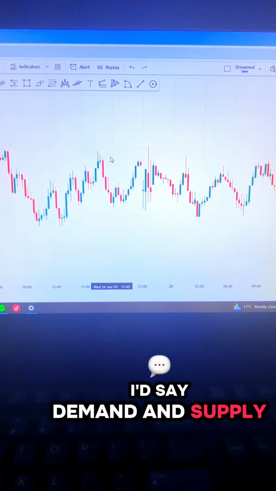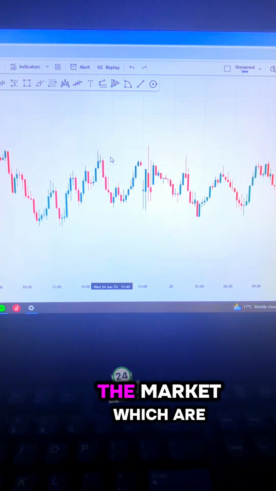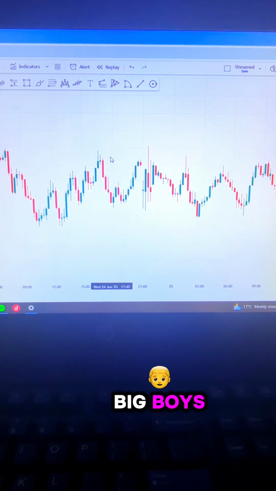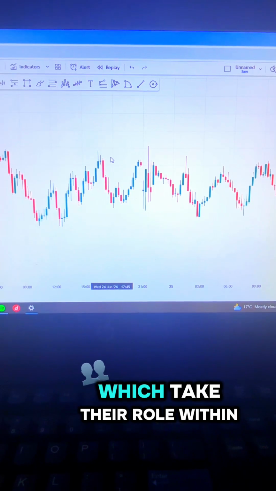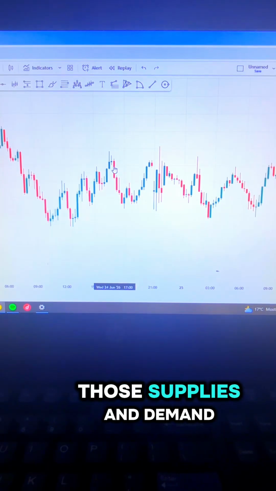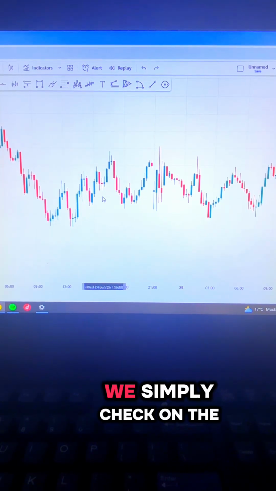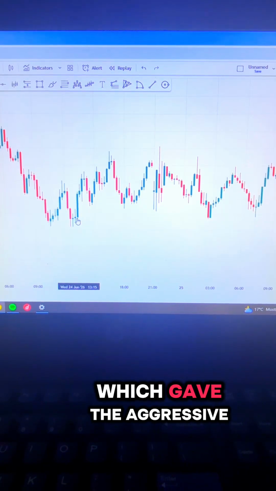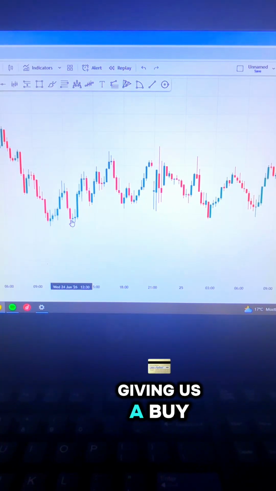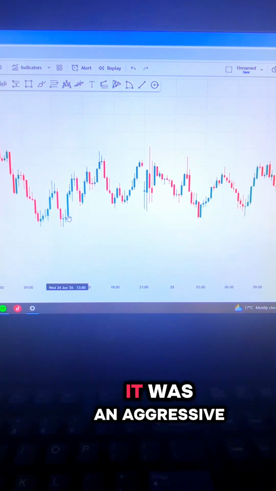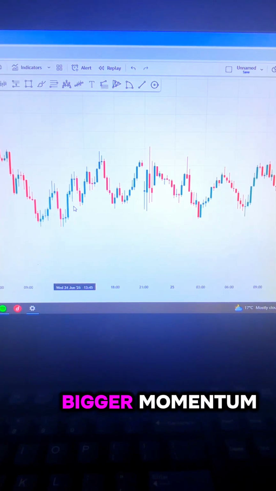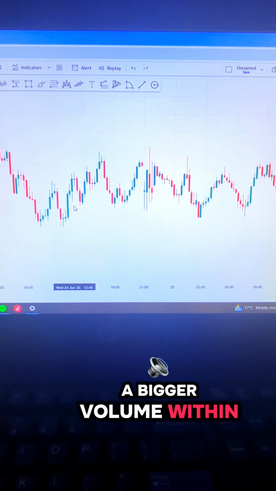Demand and supply are the aggressive buying and selling in the market, which are caused by the banks. We also call them the big boys, those large financial institutions which take their role within the market. To identify supply and demand, if we are in an uptrend, we simply check the first candle which gave the aggressive move within that zone. If you look at this area, the market is giving us a buy, and it was not just a buy, it was an aggressive buy with this big body. This big body shows that there was bigger momentum, a bigger volume within that move.